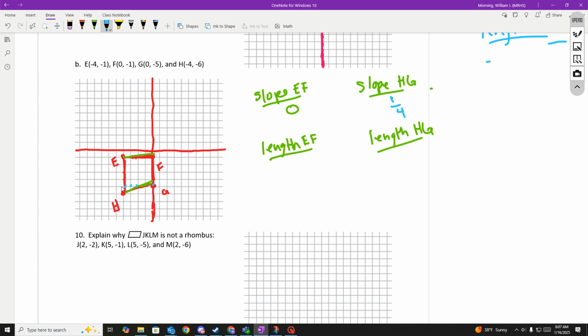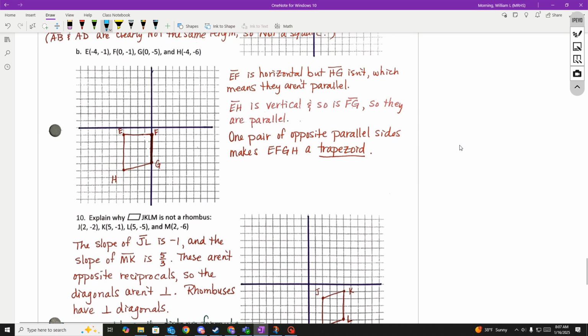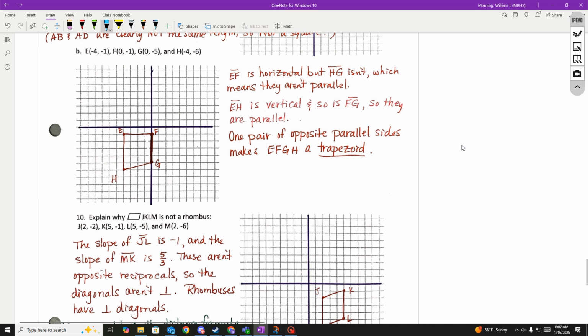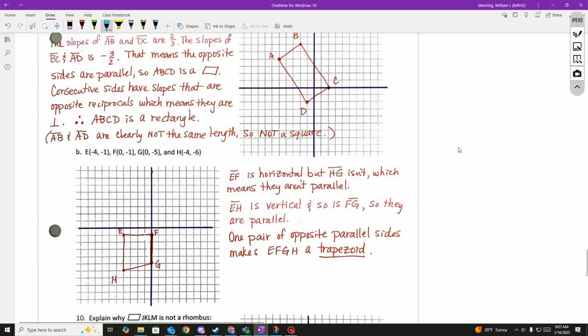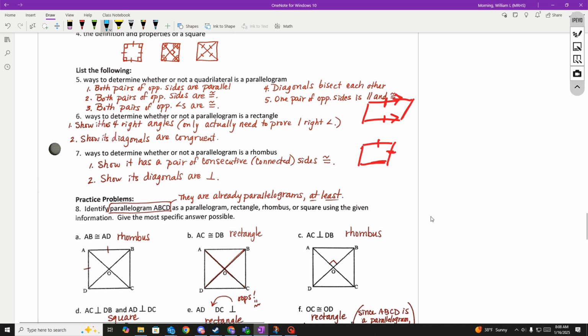In order for this to be a parallelogram, the slopes have to be the same and the lengths have to be the same for one pair of sides. The slopes are not even the same, so this is not a parallelogram. This is just a quadrilateral. We don't have to check anything else because all the other ones are parallelogram. The answer key says that this is a trapezoid. EF is horizontal. Yeah, okay, technically this is a trapezoid.